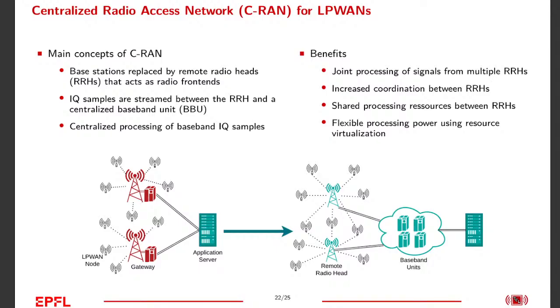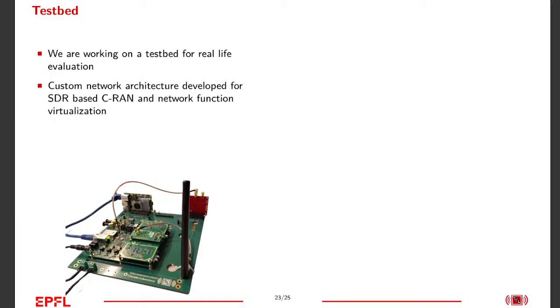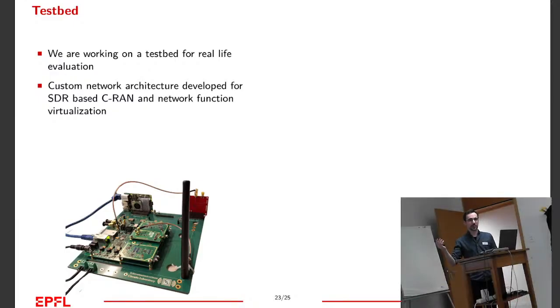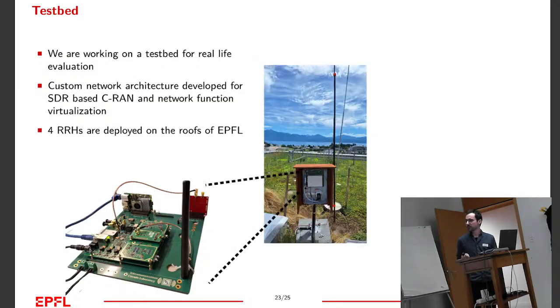So what we've done is we want to make a testbed to verify that the predictions we made with simulation are valid in the real world. And for that, we've built a platform that is composed of a software-defined radio here, a Raspberry Pi for control, and a GPS chip to have synchronization between the different remote radio heads. We have 4 gateways that are deployed on the roof of EPFL. They look like that. They are closed.